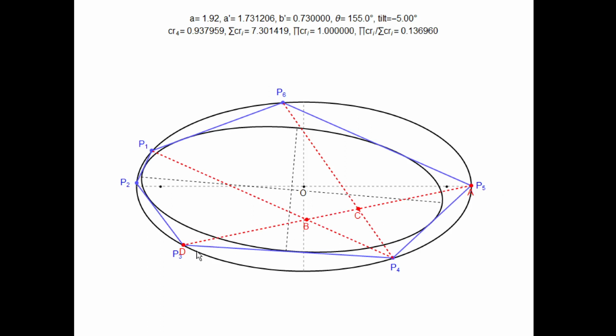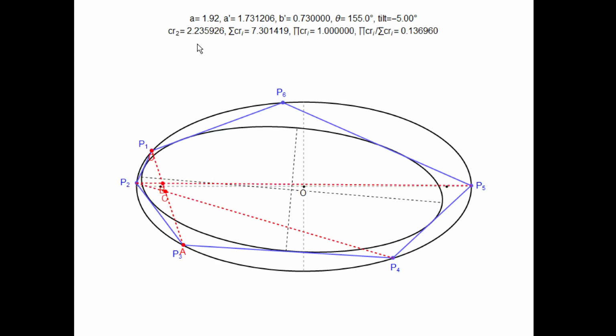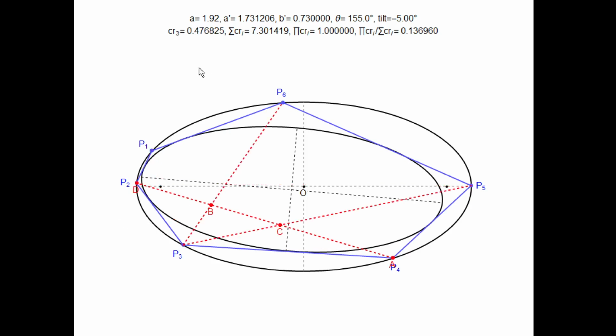Now, the first thing you notice in a Poncelet family of 6 periodics, you notice that out of these 6 cross ratios, only 3 are unique. Okay, so let's go back to P1. That first cross ratio is 0.937. Let's look at the second one when the anchor is P2, 2.23. Let's go to the third one. This one is 0.47.